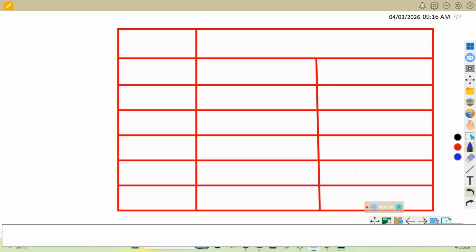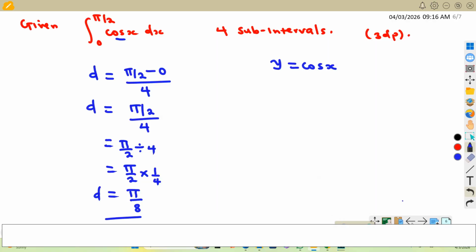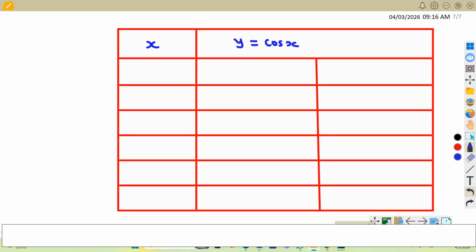From our table, we shall have our x here, and we shall have our y, which is equal to cos of x. The first value is the lower limit, which is 0. From there you get 0 plus pi by 8, which is our d. So our d is pi by 8. You add pi by 8 to 0, and you get pi by 8.